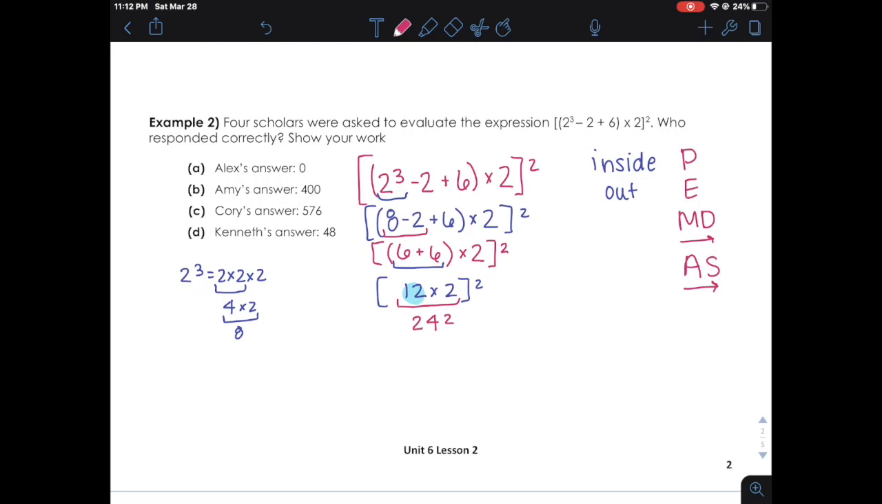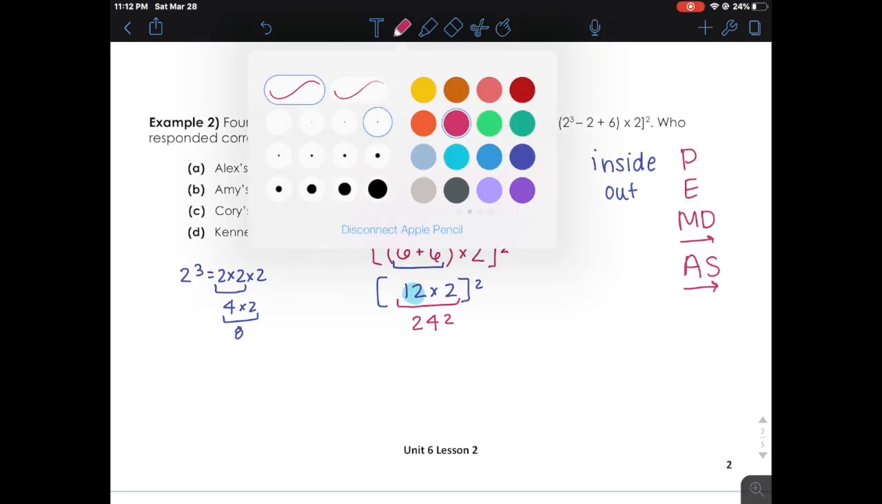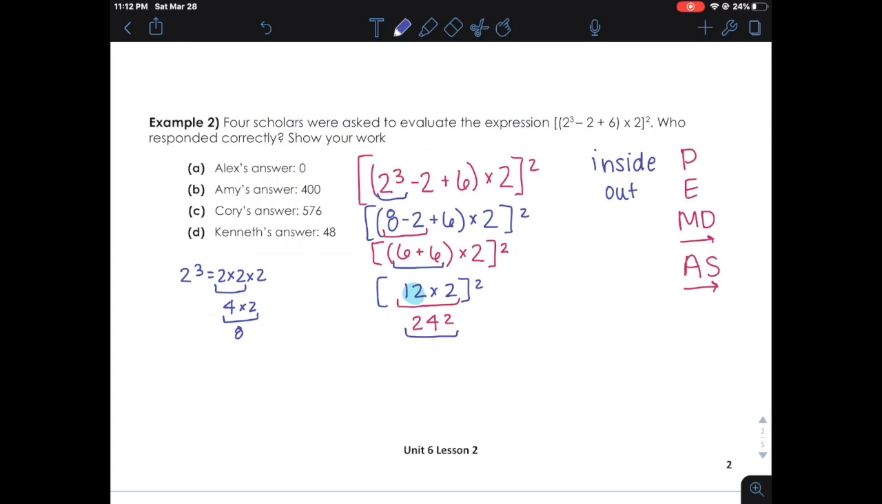And now I'm left with my 24 to the power of 2. 24 to the power of 2, we know is 24 times 24. And 24 times 24 is 576. 576 is our correct answer after solving this expression. So we had to see who responded correctly. All right, so let's go look at those answer choices.